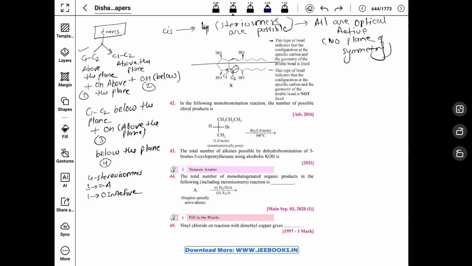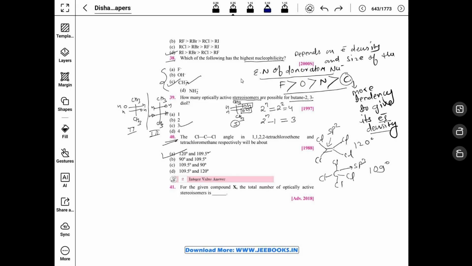So 4 and 4, 8 isomers, but one of them is optically inactive, and they are asking how many are optically active. So optically active, how many? 7 are optically active. So the correct answer is 7.